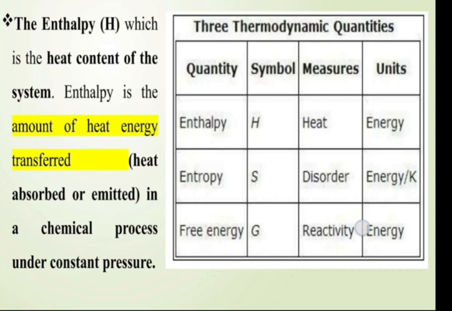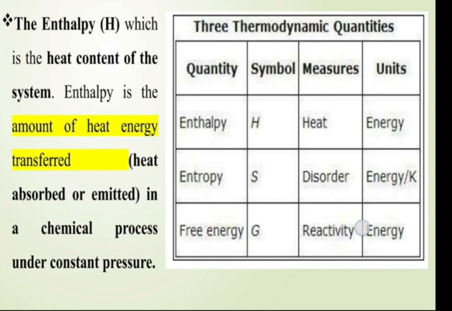Then we see about the enthalpy. The enthalpy is denoted as the symbol H. Enthalpy is the heat content of the system. Enthalpy is the amount of heat energy transferred in a chemical process under constant pressure.